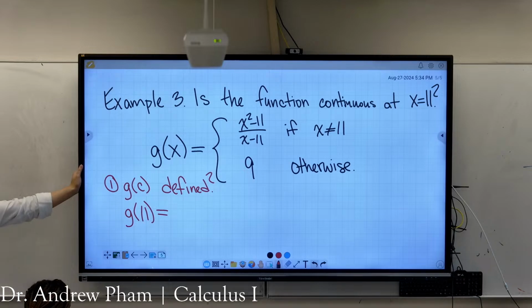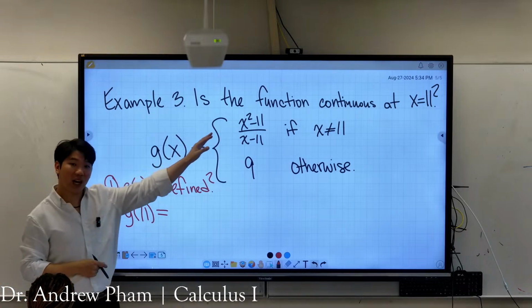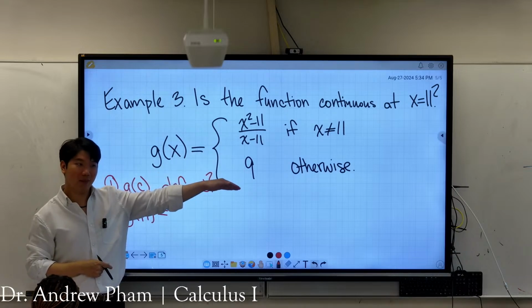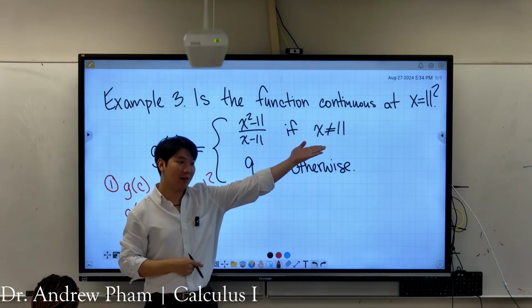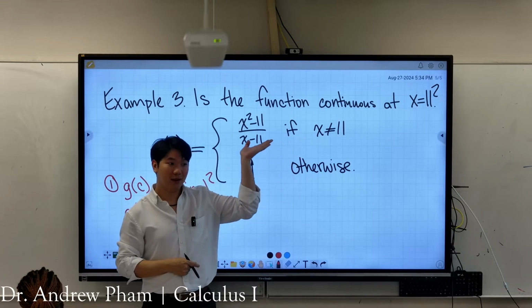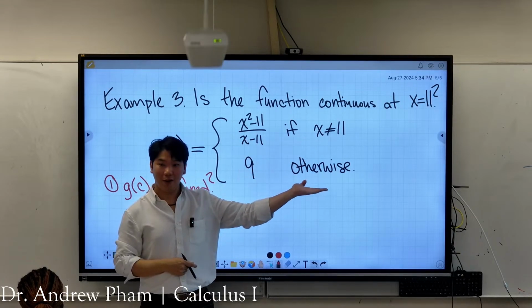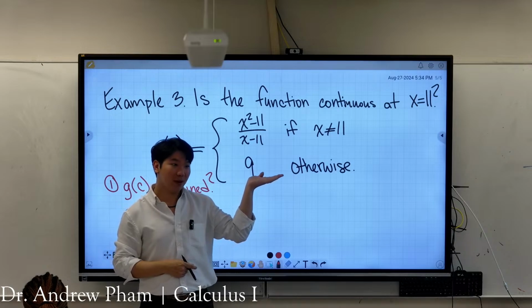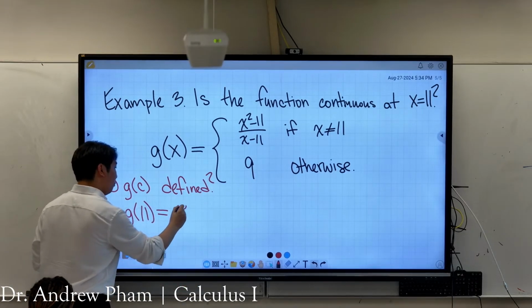I agree. Remember, g of 11 says x is 11. If x is 11, do I use the top or the bottom? The bottom. Because up here it specifically says if x is not 11, use this. All other cases, use the bottom here. So we get 9.